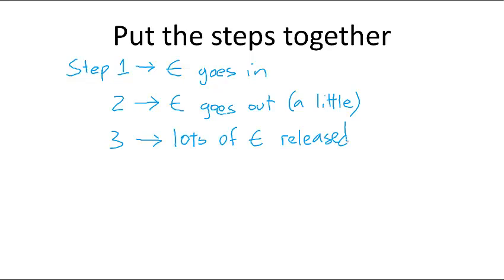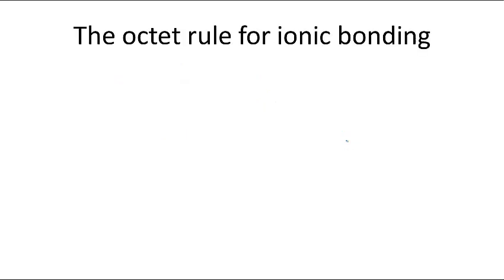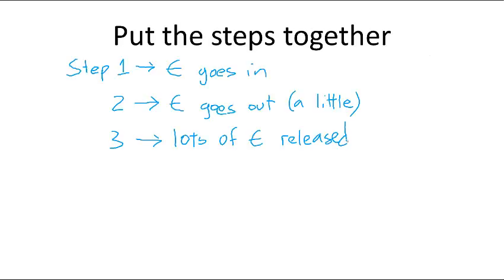So you're all probably familiar with the octet rule. All right, so favorable reactions are favorable when they release energy. They're unfavorable when you have to put in energy to make them happen. Yeah, good question.